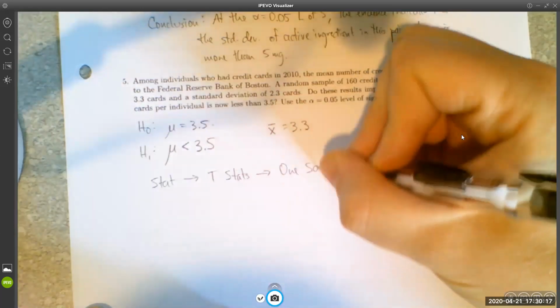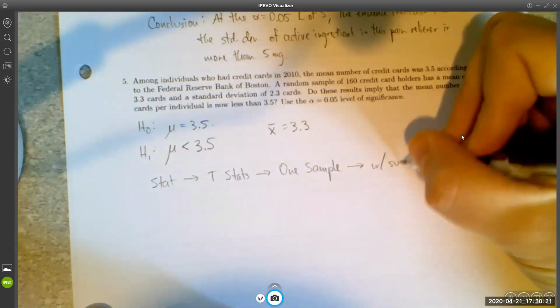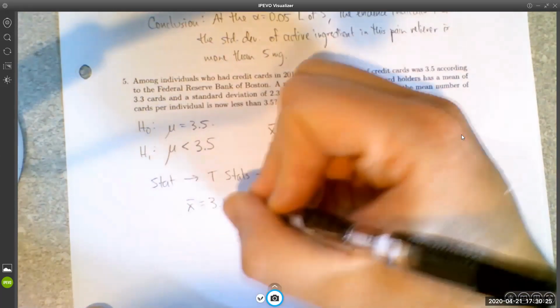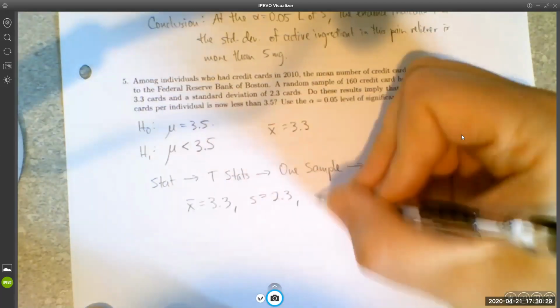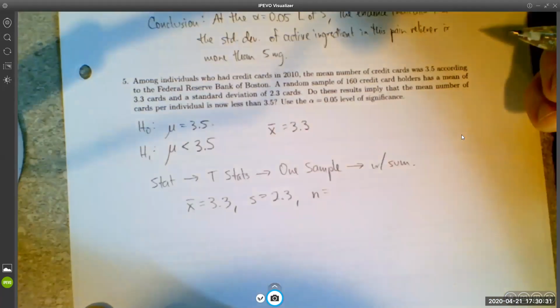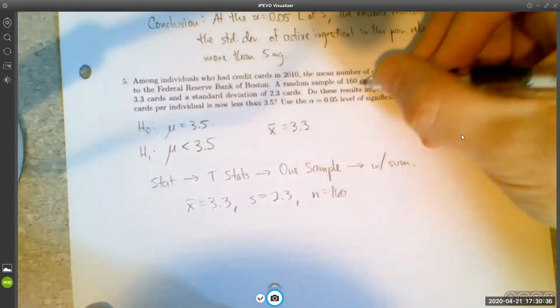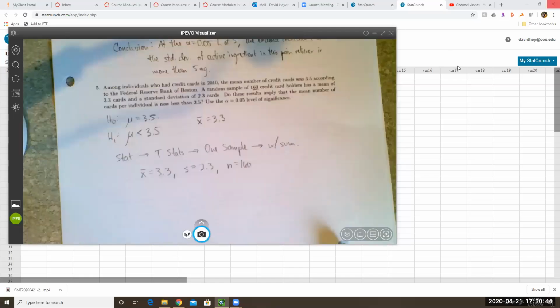One sample with summary. We'll be prompted for the sample mean, the sample standard deviation, and the sample size. 160, right? A random sample of 160 credit card holders. So let's go to StatCrunch and see what we get.